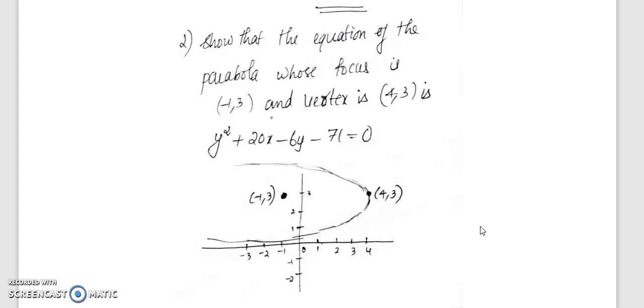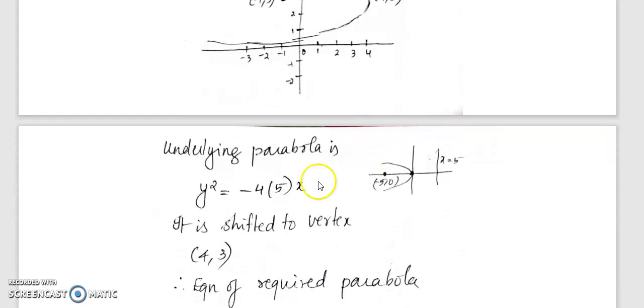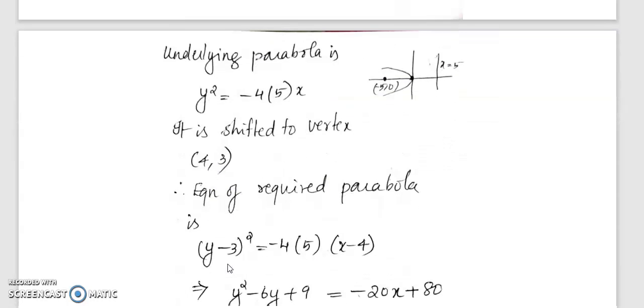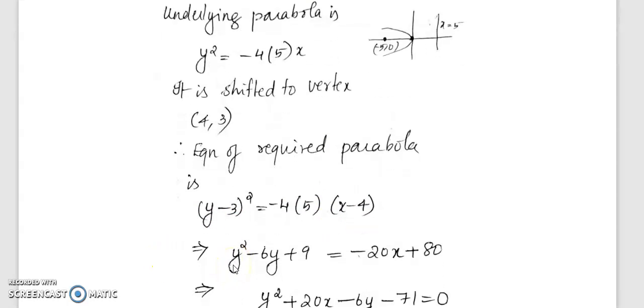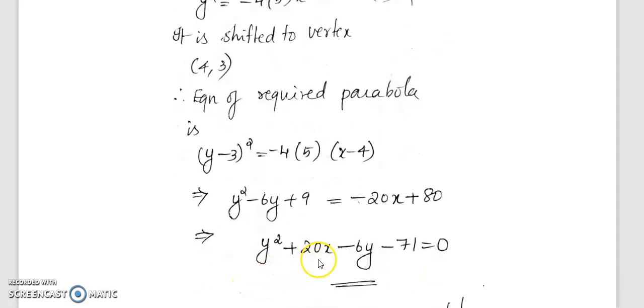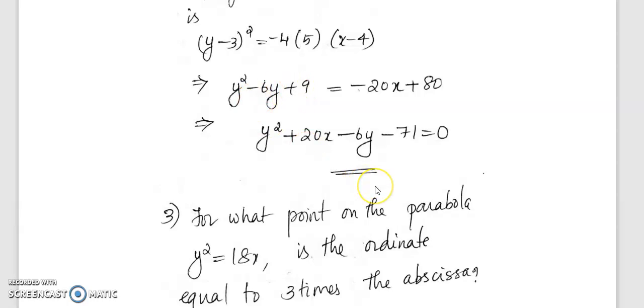And now what happens is it is shifted to (4, 3). So x will be replaced by x minus 4 and y will be replaced by y minus 3. Okay, so this is the underlying parabola, y square equal to minus 4 into 5x. Now it is shifted to (4, 3), so substitute y minus 3 and x minus 4. That will be the required equation of the parabola. So you will get y square minus 6y plus 9, then minus 20x plus 80. So that will give us y square plus 20x minus 6y minus 71 equal to 0. So that is the required equation of the parabola.